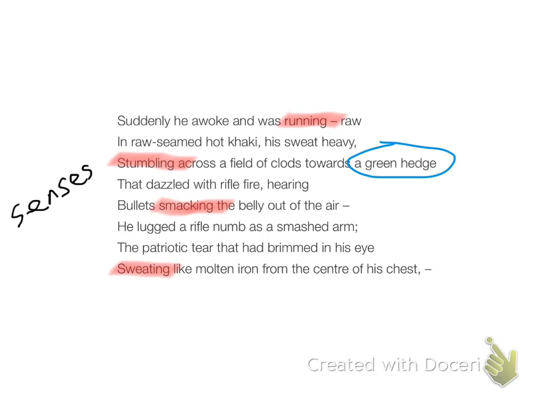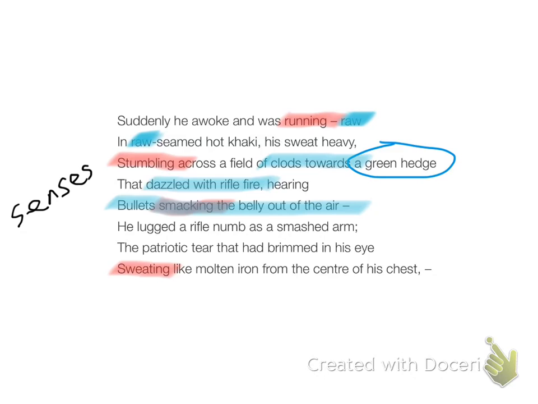which is also characterised throughout the rest of the poem. There are a number of different senses used in this part of the poem as well. We have the word raw repeated twice here, perhaps to suggest the uncomfortable nature of the uniform that he's wearing, hot, sweaty, and perhaps rubbing his skin raw, but also the rawness of the emotion he is feeling and the fear which ultimately consumes him. We also see the dazzle of rifle fire, the clods of torn up earth, and we hear the bullets smacking the belly out of the air.